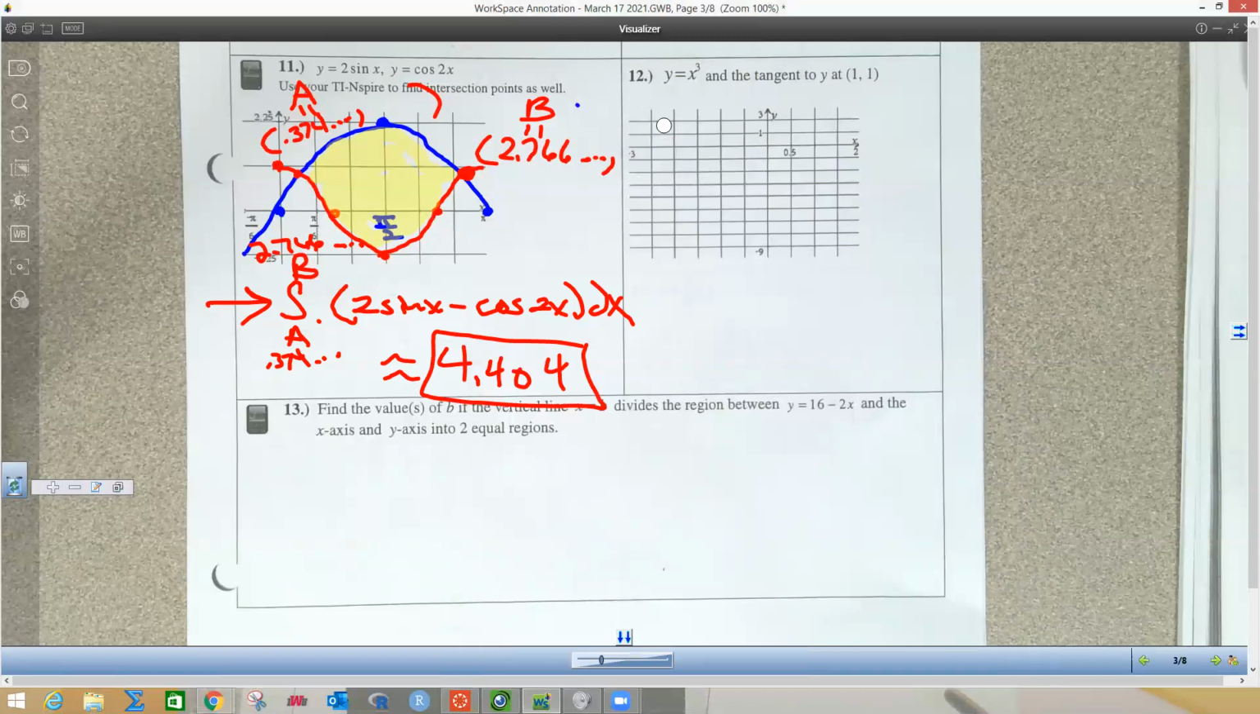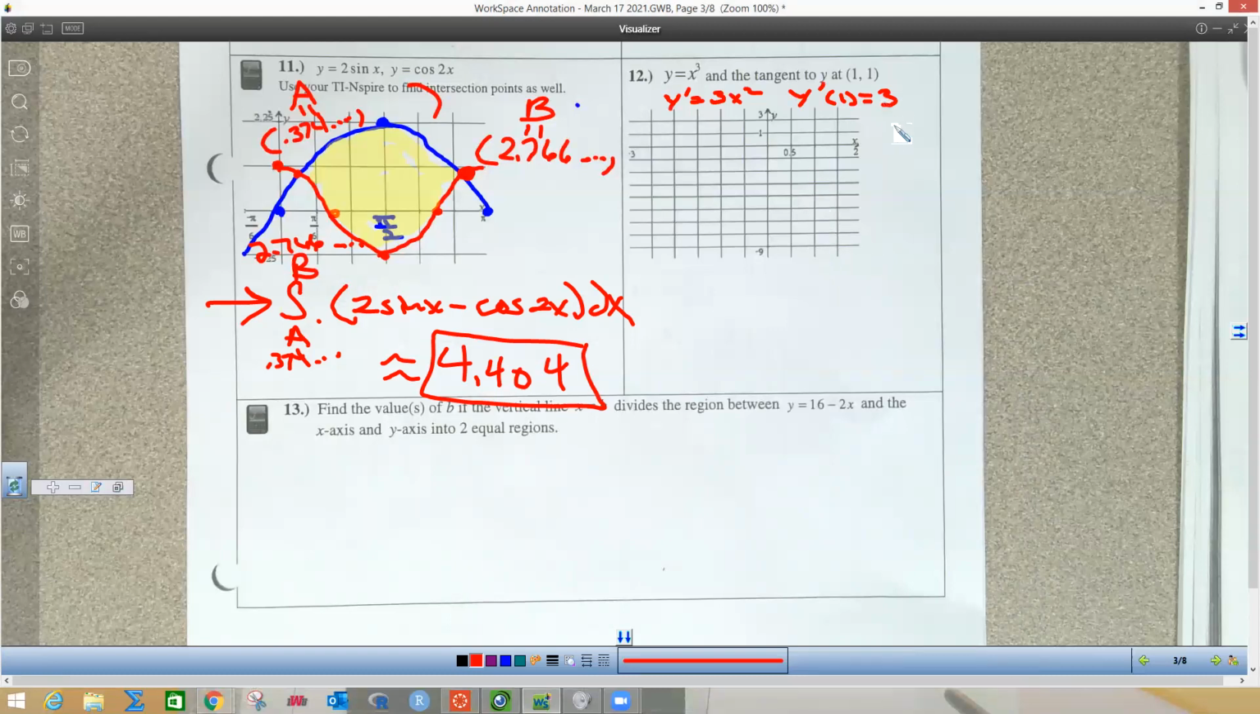All right, we're going to go on to 12 now. So this says we want to find the area between this cubic and the tangent line. So what are we going to have to find? We're going to find the tangent line, aren't we? So I'm going to do the derivative of this function, and I'm going to get y prime equals 3x squared. So I'm going to do y prime at 1 because that's the x value I want, and this is going to be 3. Am I going too fast?